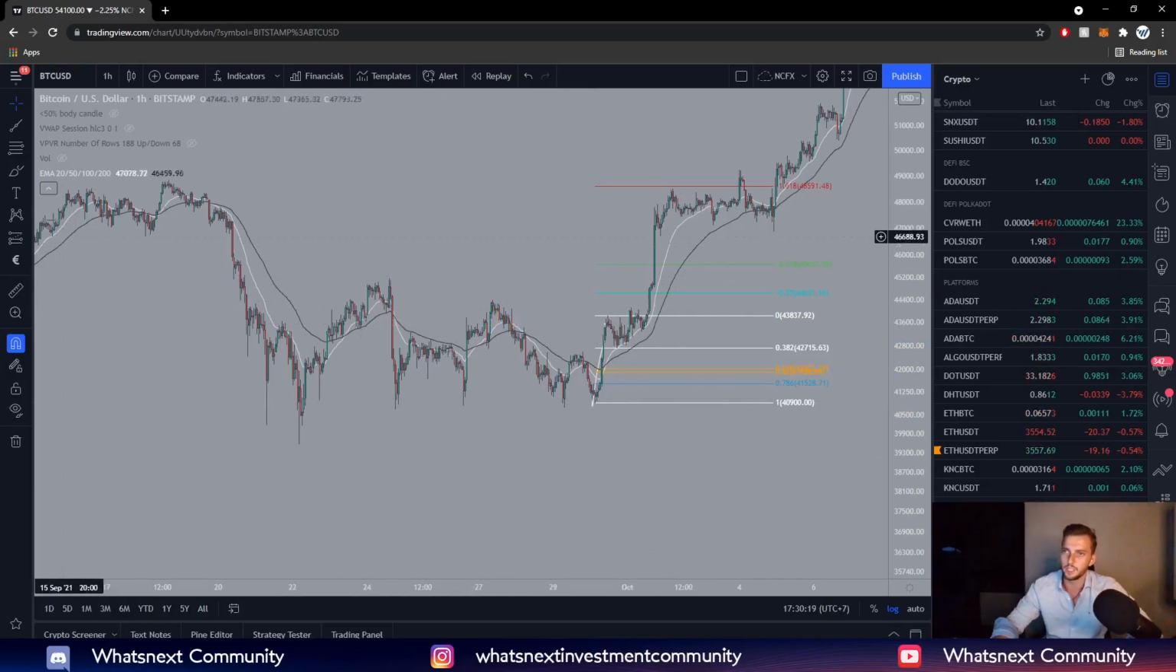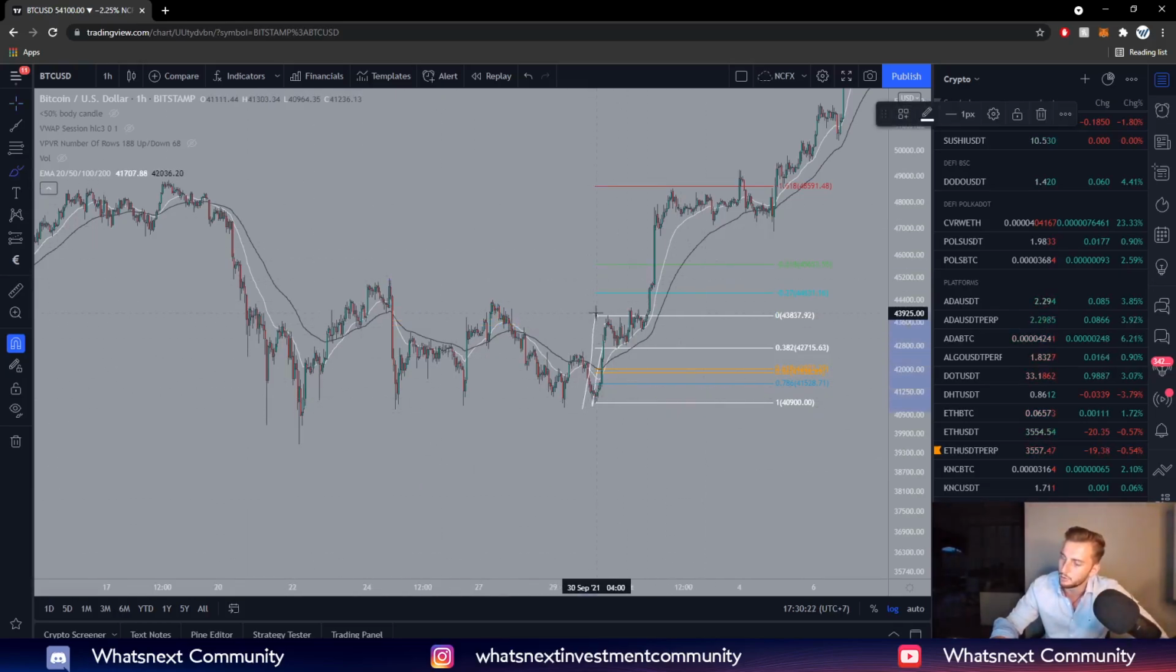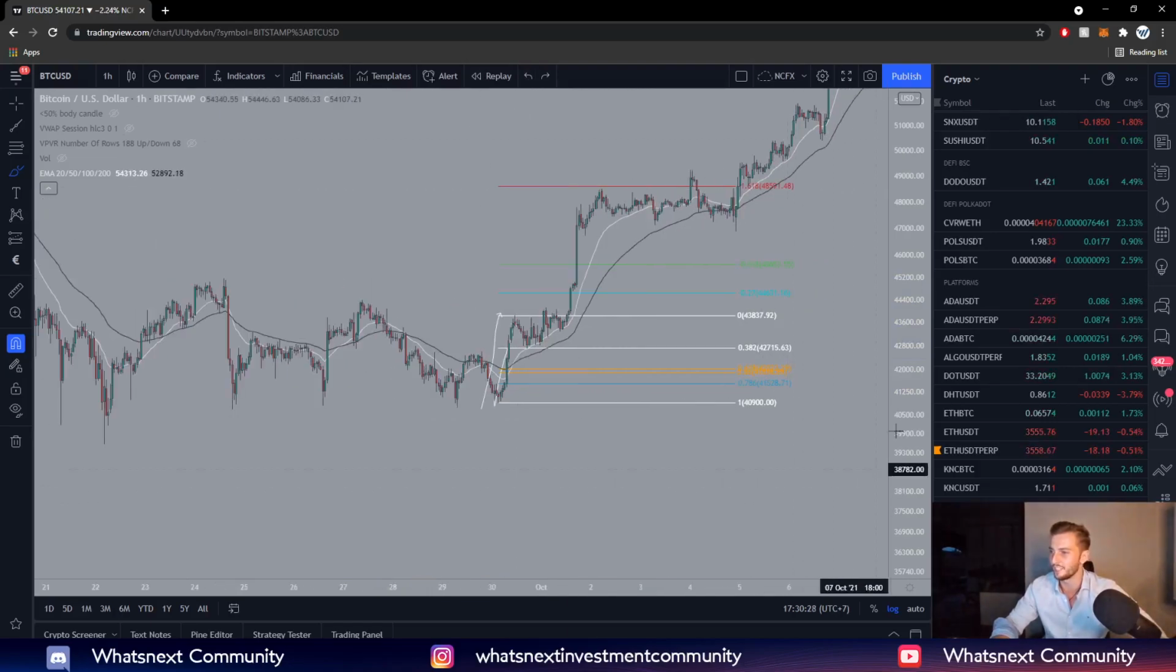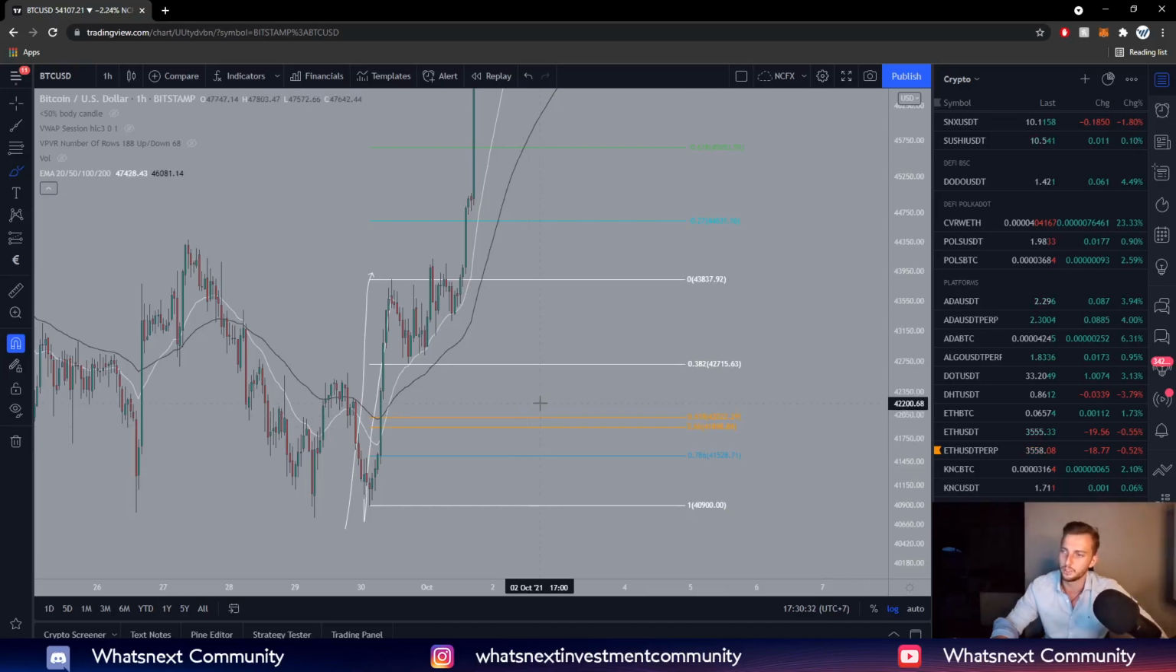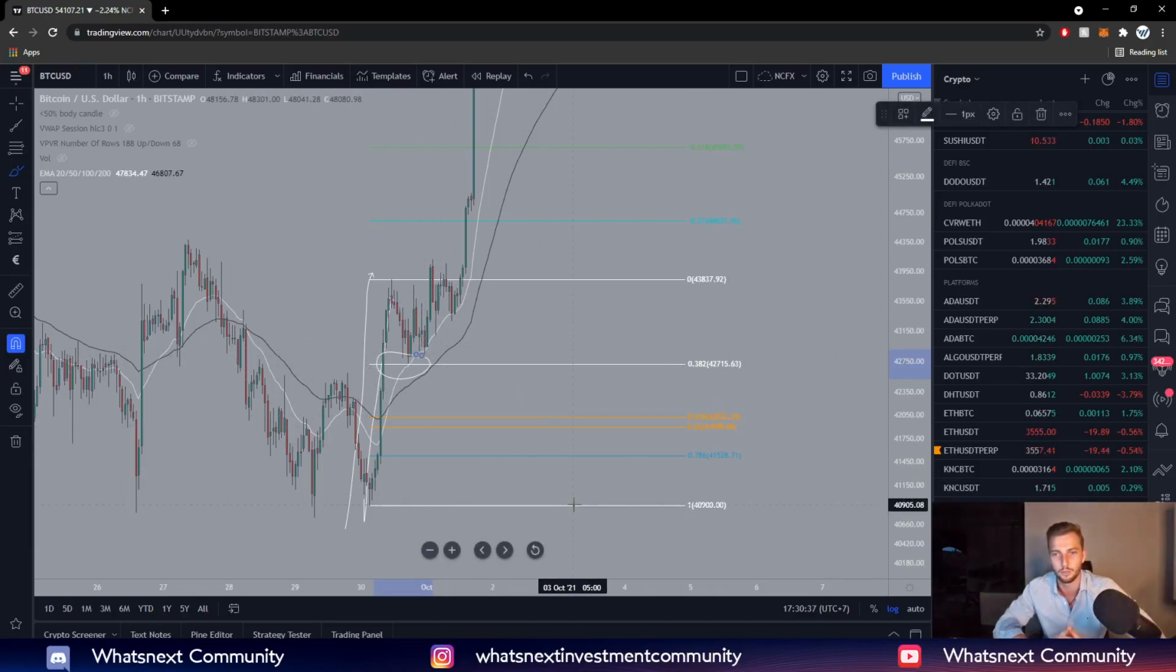So what can we see? We see that an impulsive move has happened to the downside. We see that this trend line over here has been broken, if we would have drawn it in correctly. And we see that, to absolute perfection, we have reached the 0.382.